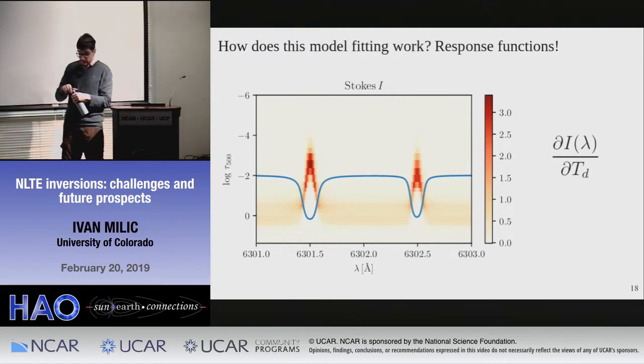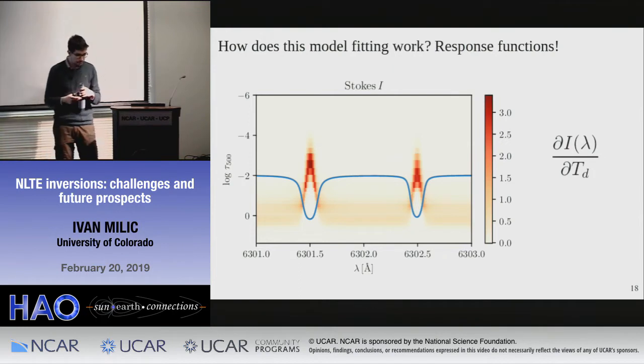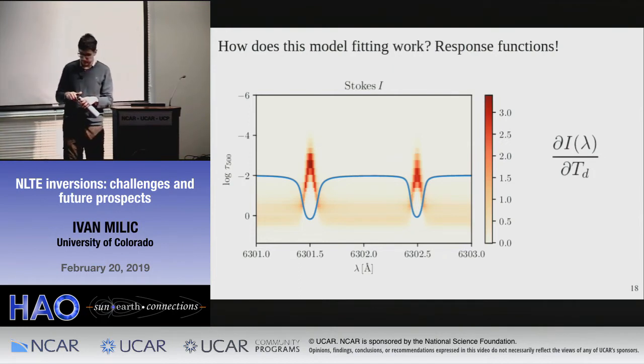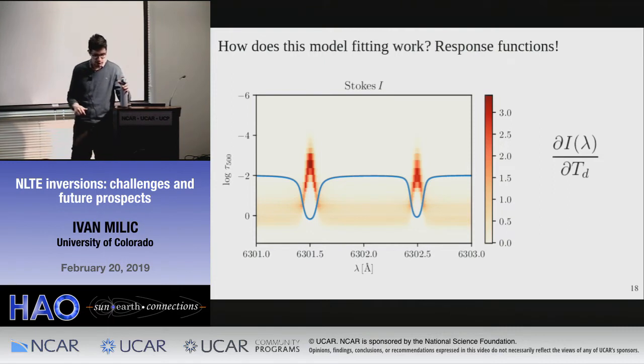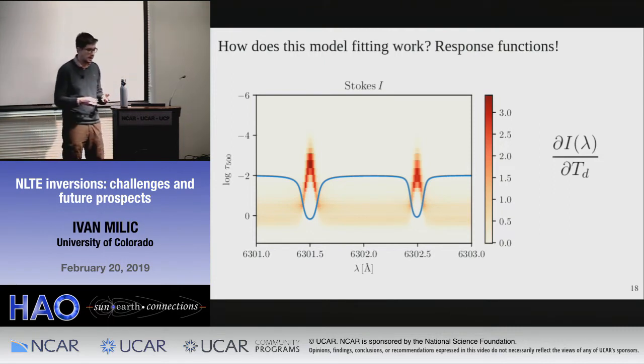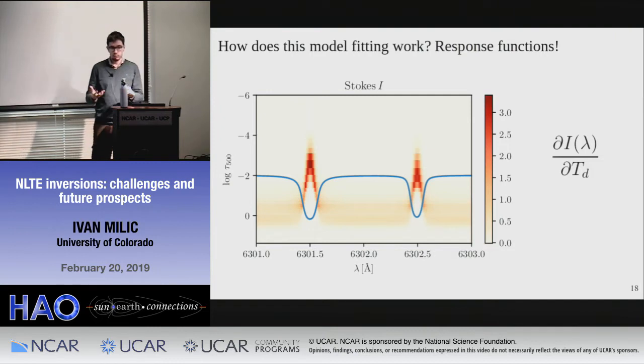And what you might have guessed before is that this fitting has to be based on some minimization scheme. And that's actually what we do. Most efficient minimization schemes are usually ones based on derivatives. What you usually want to have in a minimization scheme is the derivative of your observable with respect to your model parameters. We can calculate these things in spectropolarimetry, and they're very useful, and they're called response functions.